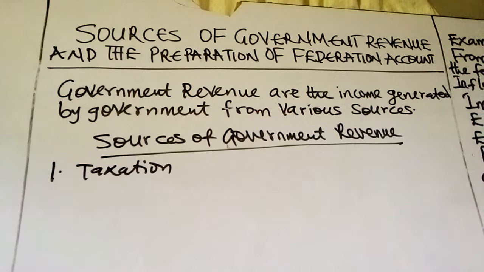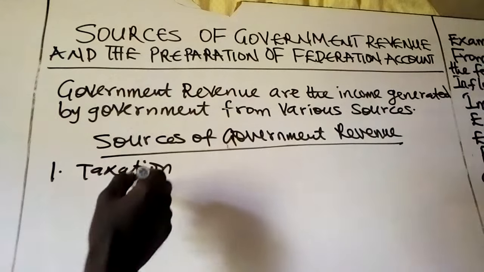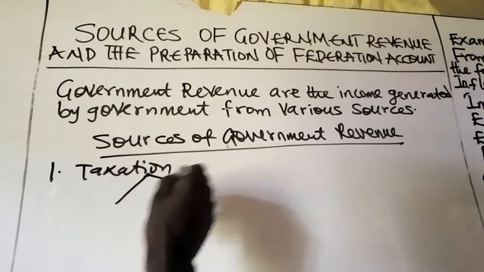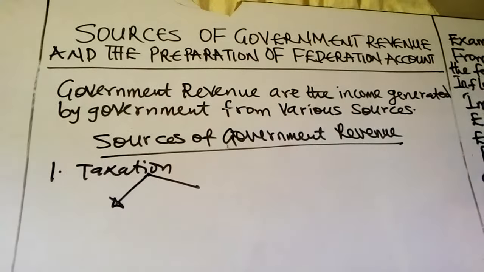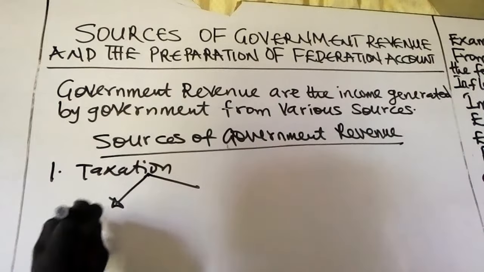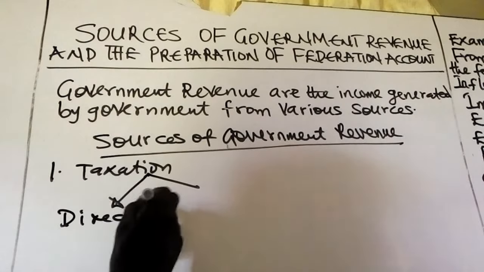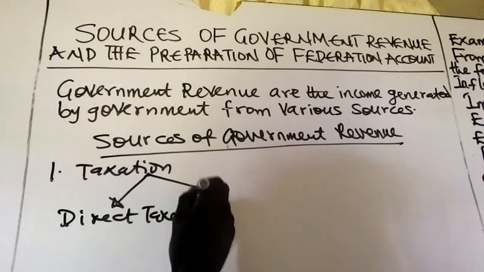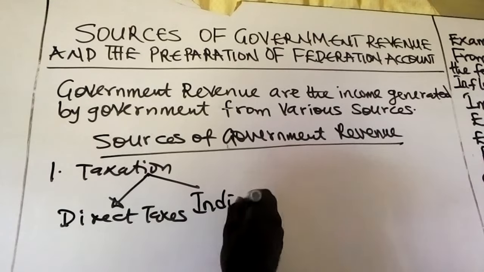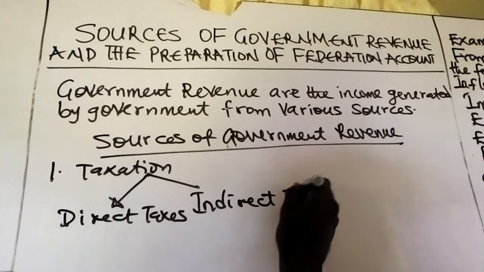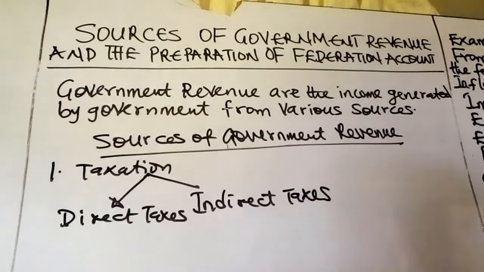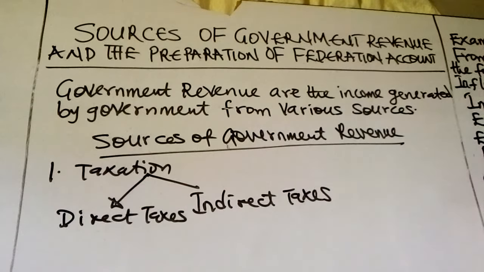Taxation as a source of revenue to government can be categorized into two. Number one, we have direct taxes, and the second one is indirect taxes.